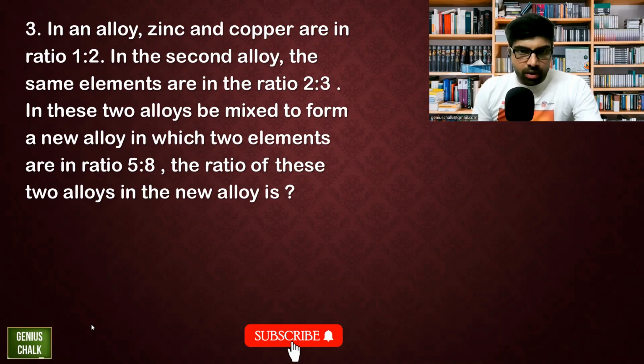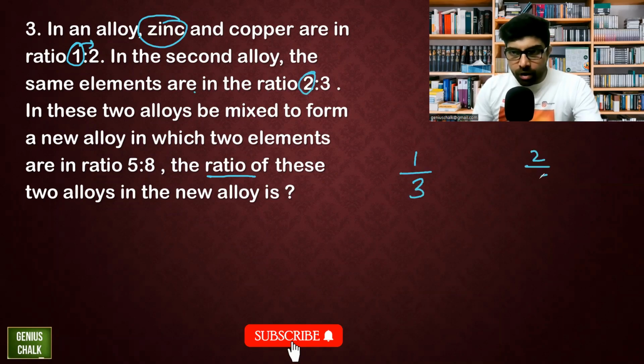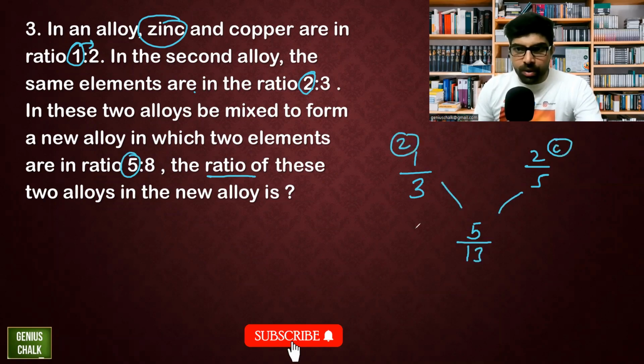So what is the first ratio? Because we need to find the ratio, take any one component common. This is 1:2, so if you take zinc, it is 1/3. This is direct alligation. For the second alloy, if you take the zinc, it is 2/5, right? And for the third alloy, taking zinc, that is actually 5/13. So this gives you the answer even faster. This is zinc, this is copper.